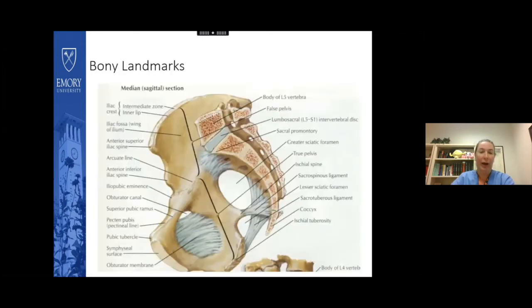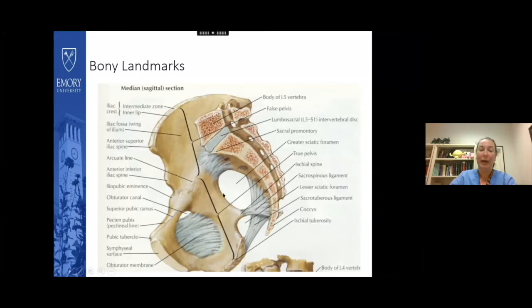This is another view of the pelvic bone. Here's the ischial spine we talked about before. Attached to the ischial spine is the sacrospinous ligament, which goes from the spine to the sacrum. Get it? Sacrospinous.